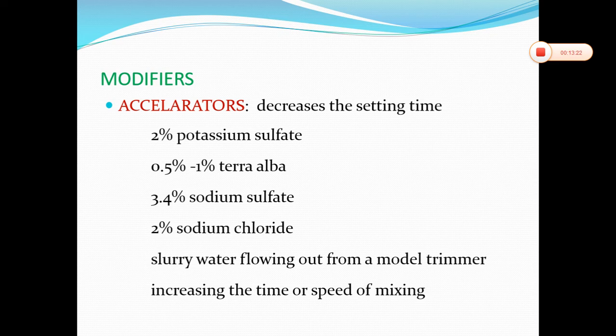And slurry water flowing out of a model trimmer. See, in your first year, your plaster blocks are cast. When you trim a model on the model trimmer, water comes out, and the trimmed material is left in that water. If you collect that water and use it for mixing, that is also an accelerator, because that water has set gypsum, which increases the number of nuclei and acts as an accelerator. It increases the speed of setting.